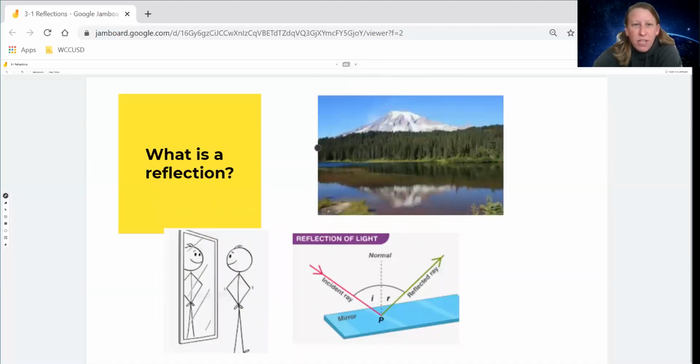Here's some different types of reflections. You can see your reflection in a mirror. In physics, we talk a lot about reflection and the reflection of light. If it hits a mirror at a certain angle, it's going to bounce off the mirror at the reflected angle, and those angles are going to be congruent. That's kind of interesting. And in nature, we can see a shape. Maybe we could think of this as a triangle. This is called Mount Rainier. And you can see down here, it has a reflection in this beautiful lake down here.